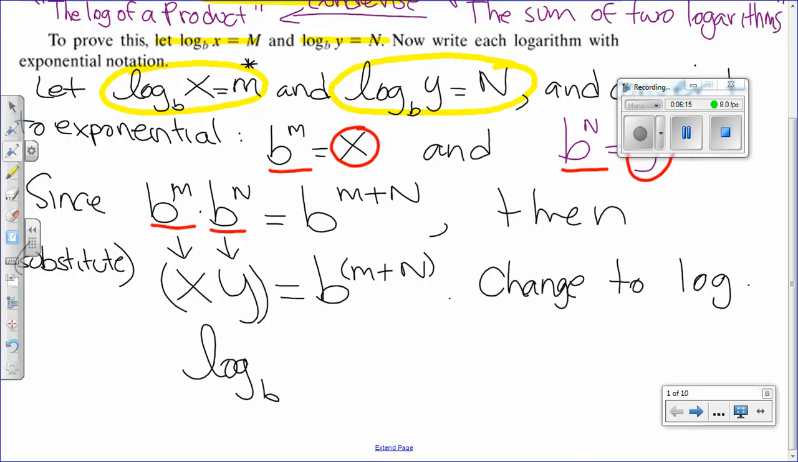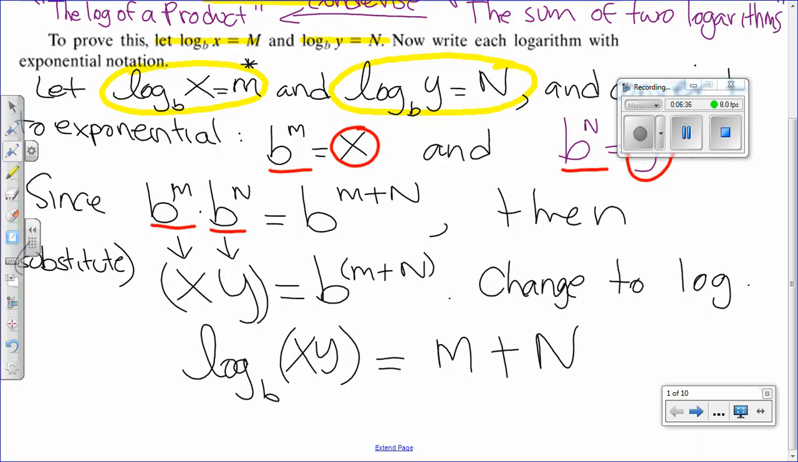So what should I have next to the word log? xy or m plus n? xy. So that is the argument. That's how we refer to that quantity. And on the right side, we will just have m plus n.